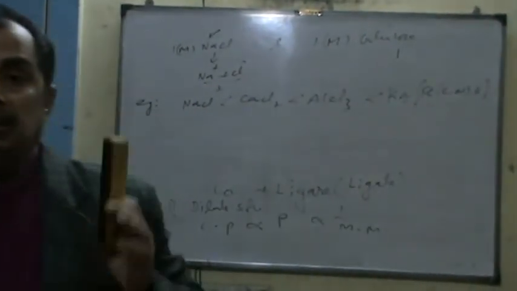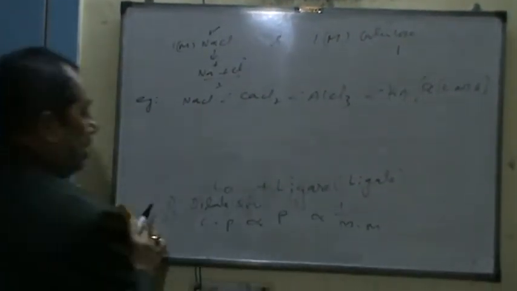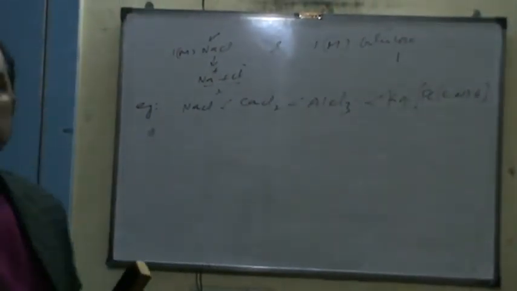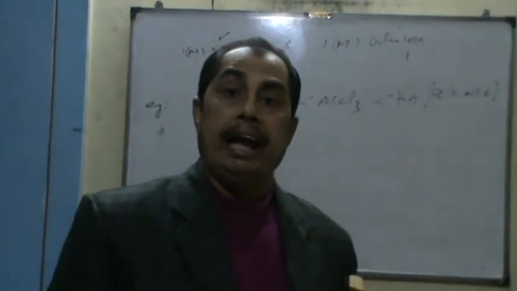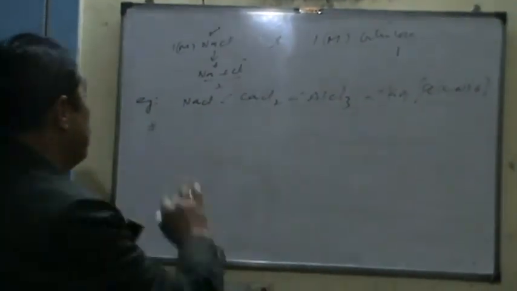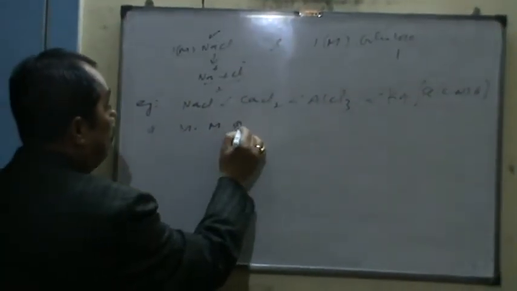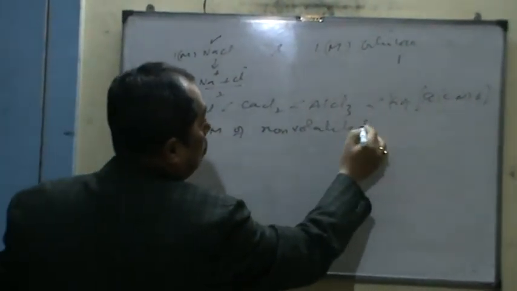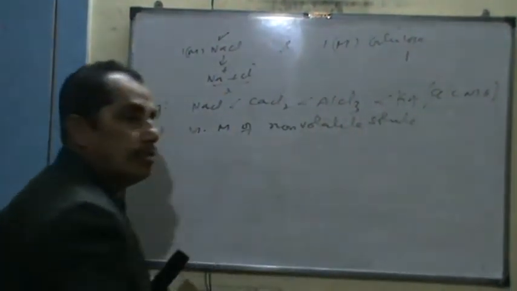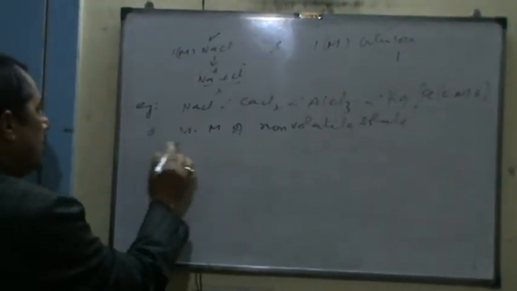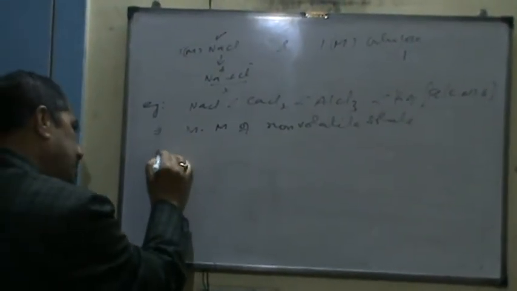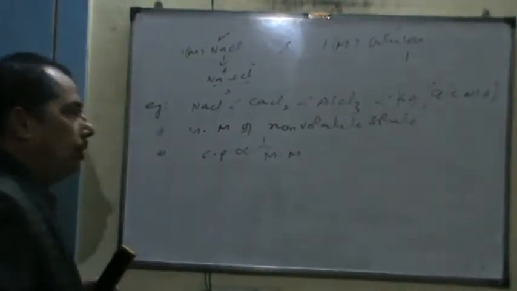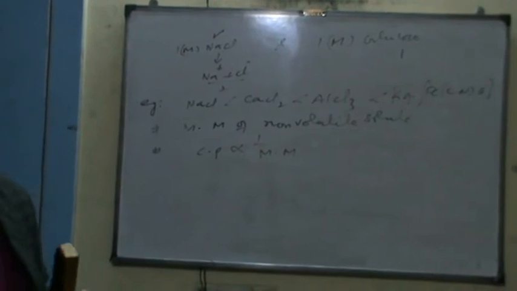Another very important part of colligative property is that it helps to calculate the molar mass of a non-volatile solute. So all the colligative properties are found to be inversely proportional to the molar mass of the non-volatile solute.